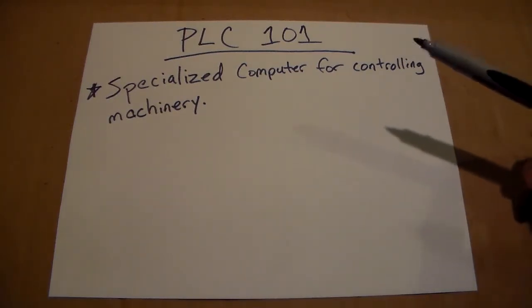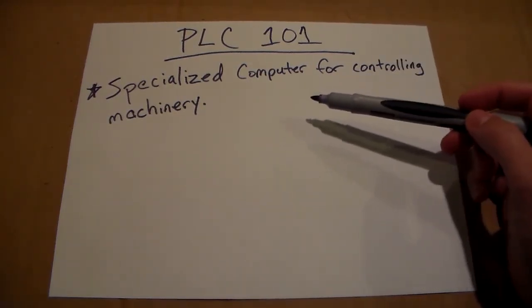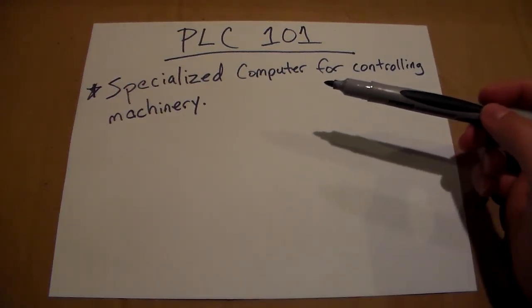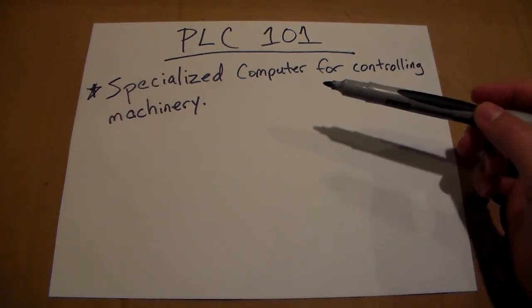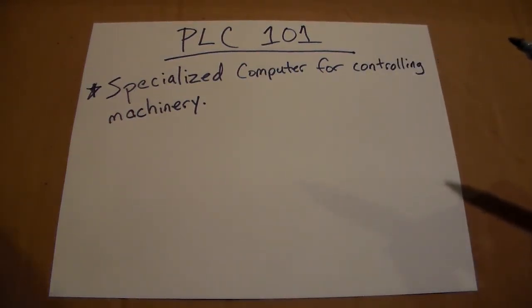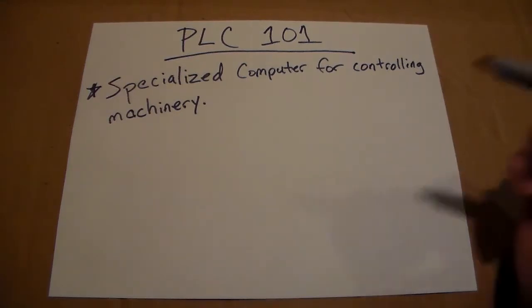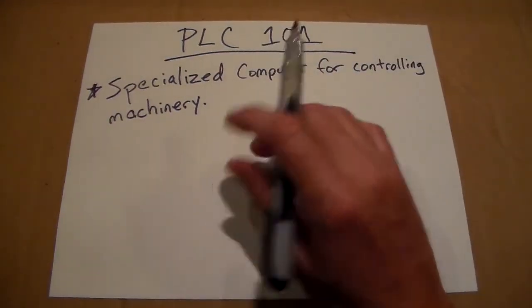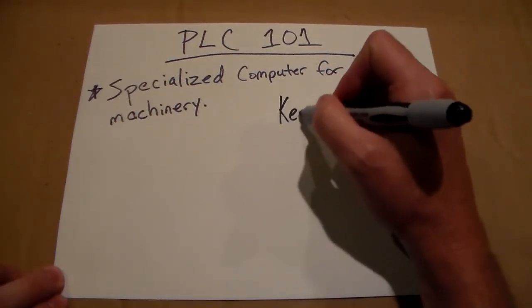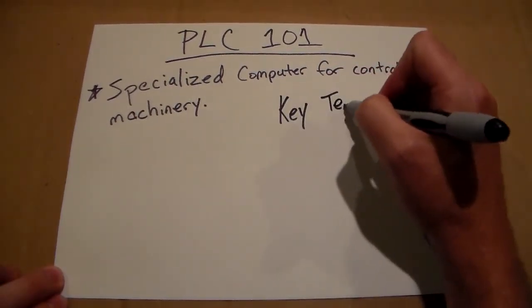This is my definition, but I tell people that it's a specialized computer for controlling machinery, right? It's made for industrial environments, but basically what it does is provide a way of automating machinery. We're going to talk about some key terms to know, and then we'll talk about how a PLC works.